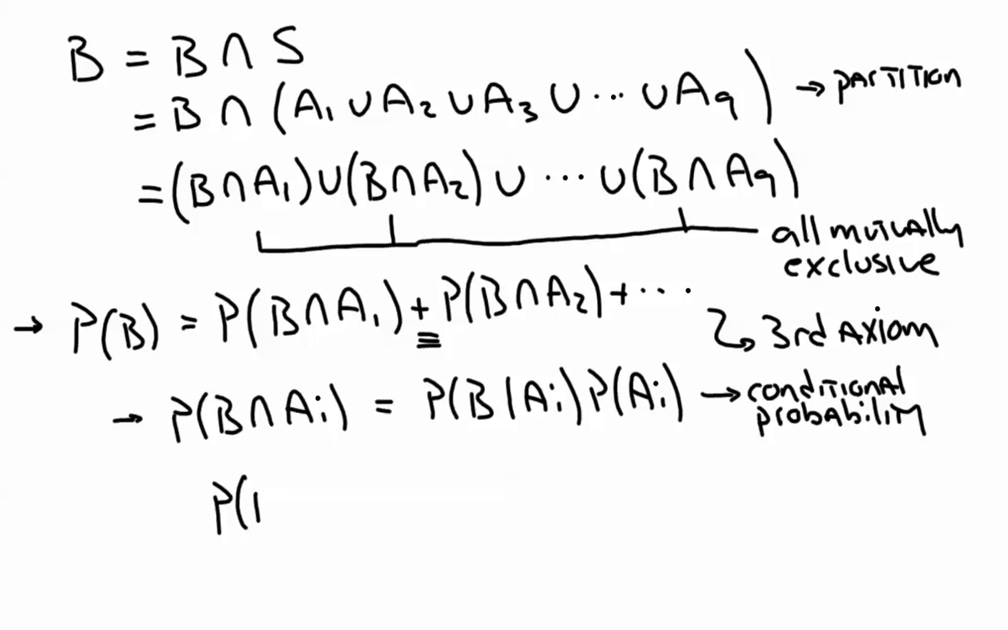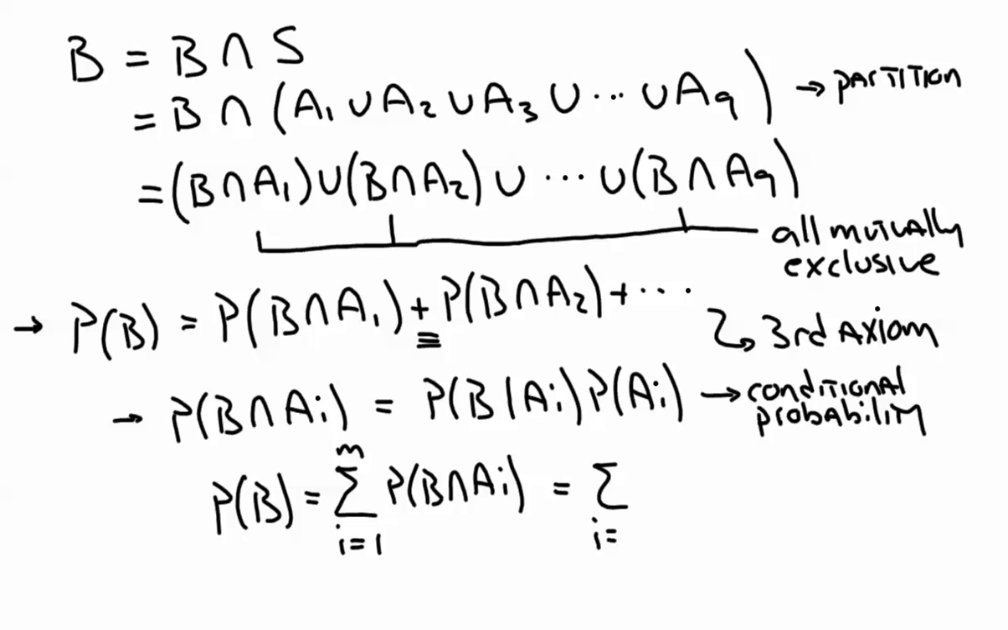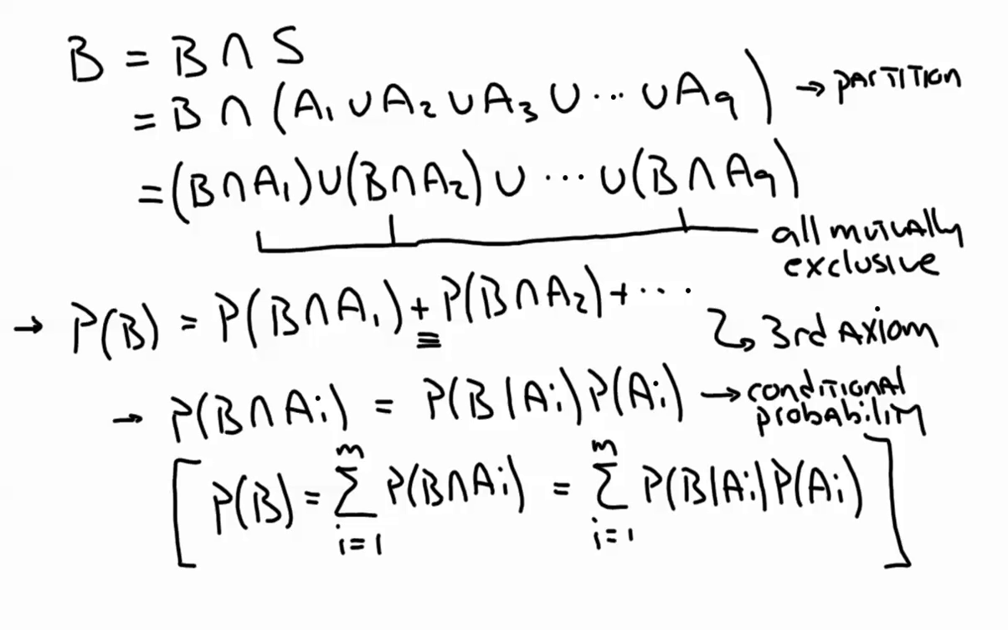The probability of B equals the summation from i equals 1 to M of the probability of B intersect A sub i. That is also written as the summation from i equals 1 to M of the probability of B given A sub i times the probability of A sub i. That relationship there is known as the theorem of total probability.